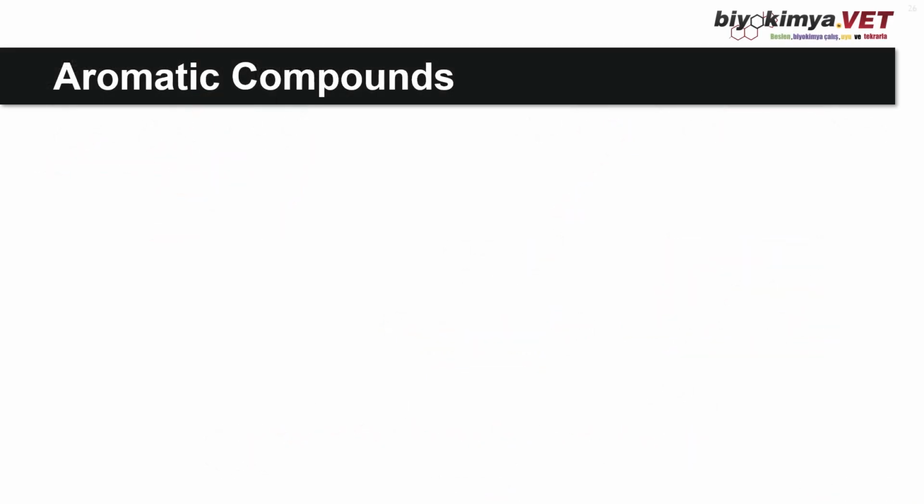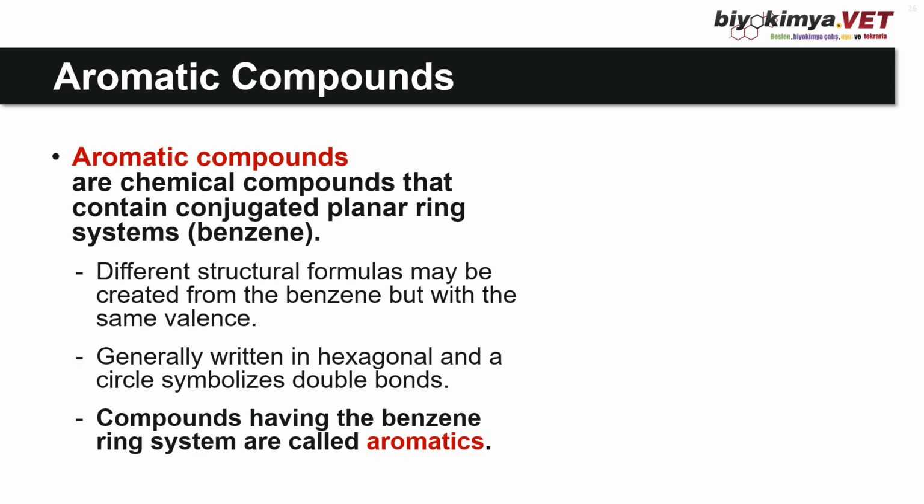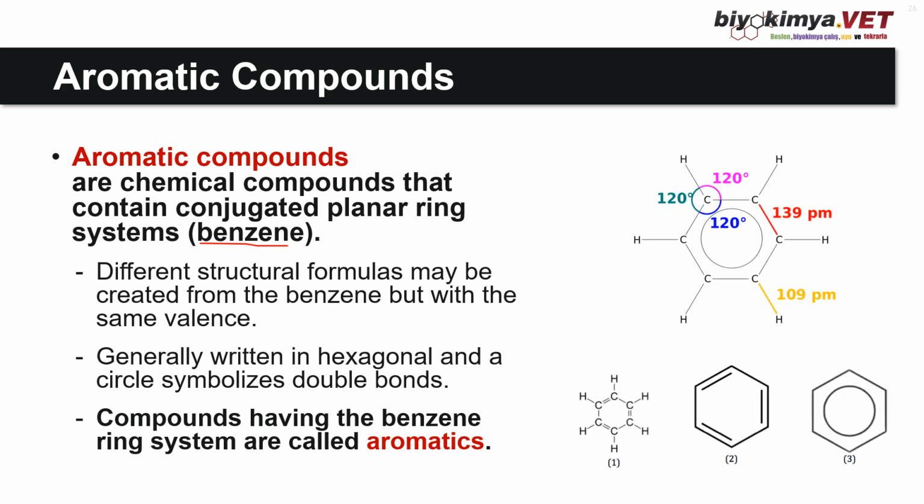Aromatic compounds are chemical compounds that contain a conjugated planar ring system, which is the benzene. Different structural formulas may be created from the benzene, but with the same valence, generally written as a hexagon, and the circle symbolizes double bonds. Compounds having the benzene ring system are called aromatics or aromatic compounds. And here is the famous benzene ring, a conjugated system.